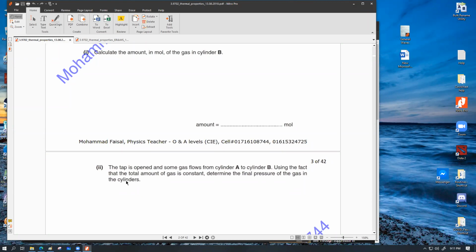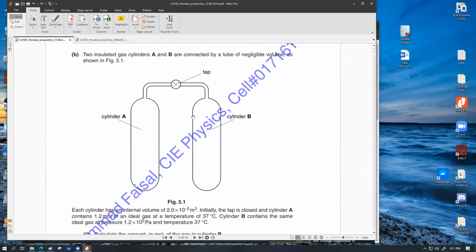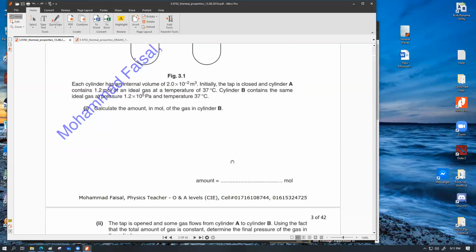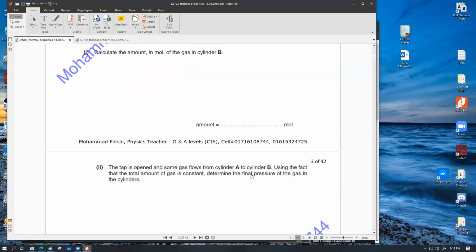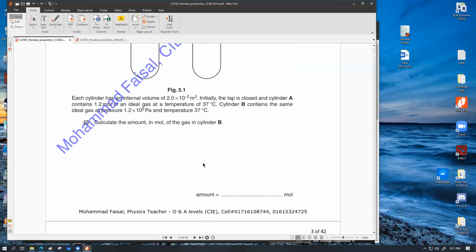Now, try to understand. Whenever we will turn on this tap, some gas travels from cylinder A to cylinder B. So this essentially tells us that cylinder A pressure was higher compared to cylinder B, because as per the question, they have the same temperature. If gas has to travel from A to B, A was maintained at a higher pressure compared to B. Now we are asked to calculate the final pressure of the gas in the cylinders. How do you think we can do that?